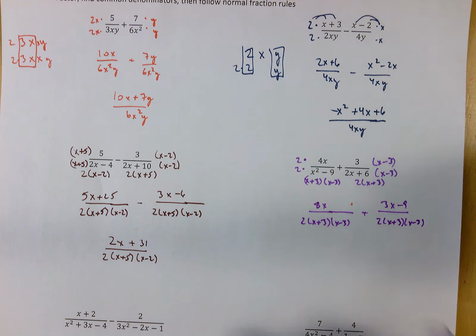Okay, combine our like terms. 8 plus 3 is 11x minus 9.